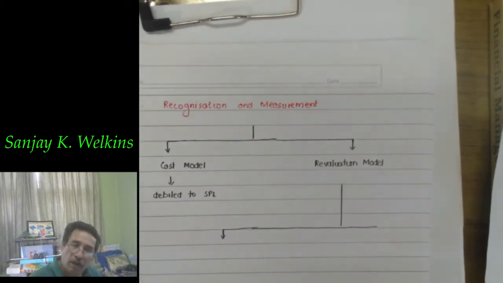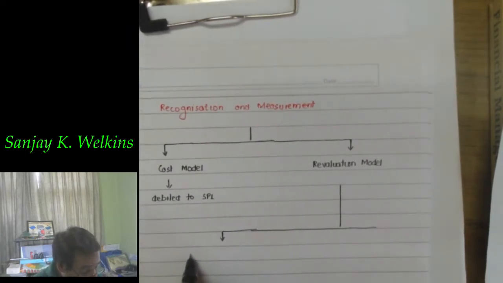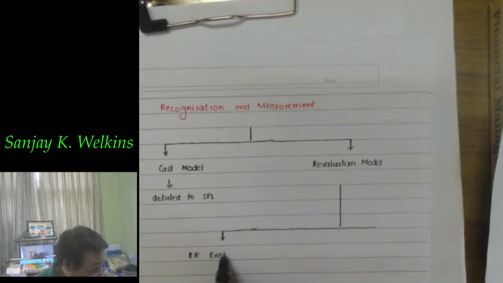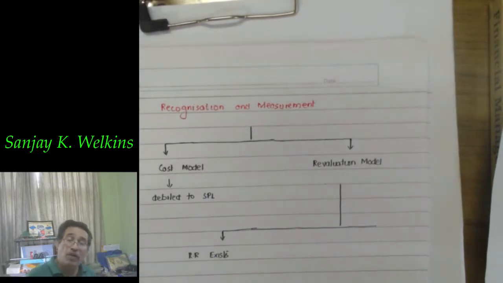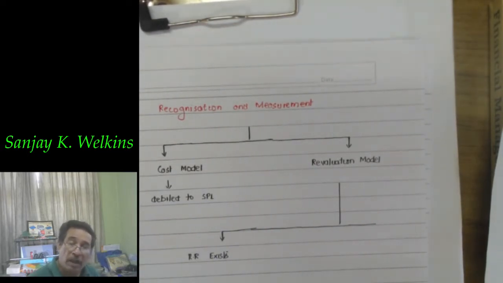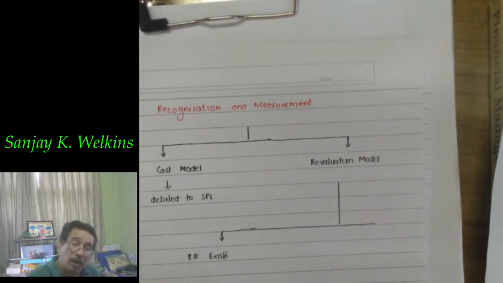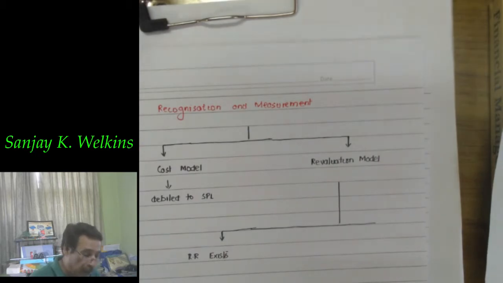So if we are following the revaluation model and revaluation reserve exists, and let us say some impairment loss has taken place, then what will we do in that case? We are not going to debit the impairment loss blindly to the statement of P&L. In cost model, I told you it's quite simple, because whatever impairment loss takes place, you can straight away take it to the statement of P&L.